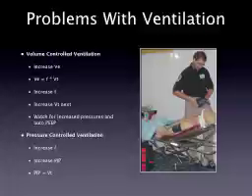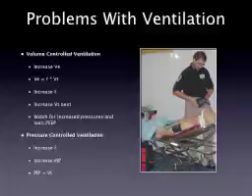Okay, so let's talk about some of the general problems with ventilation. If you remember back from pulmonary anatomy and physiology, ventilation is the movement of gas in and out of the lungs. This is primarily measured by carbon dioxide. So if I have a problem with ventilation, I have a problem with blowing off carbon dioxide, getting rid of CO2. So if I'm in volume-controlled ventilation, these are the things that I can do to blow off more CO2.